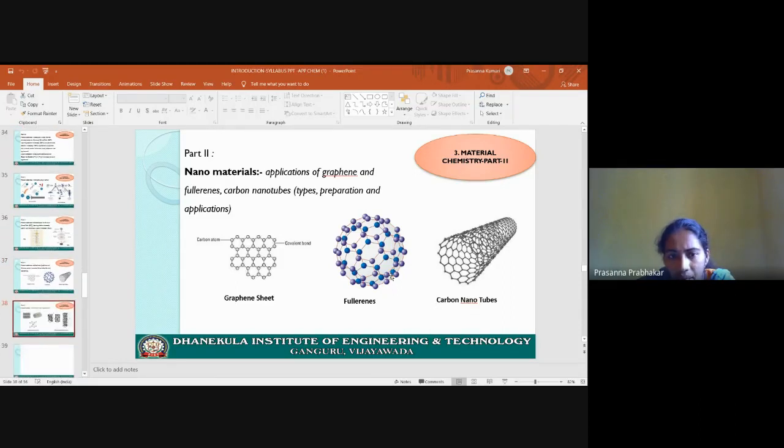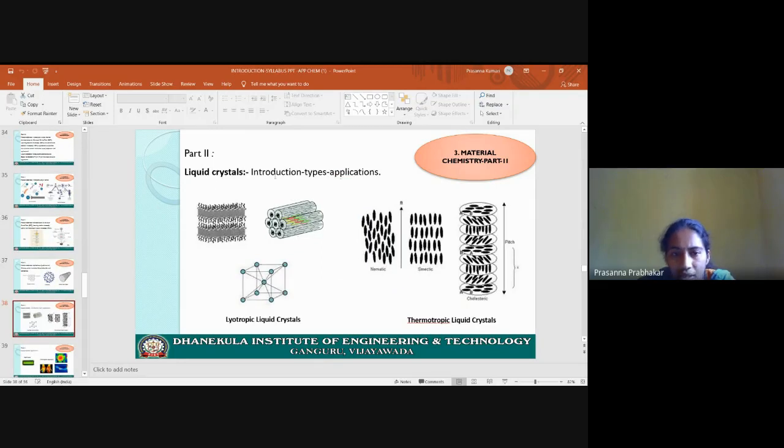Next, liquid crystals. So what is a liquid crystal? It is simply defined as the intermediate state between the liquid state and the crystalline state. That is considered a liquid crystal. Here we may observe some types: lyotropic liquid crystals and thermotropic liquid crystals. What are lyotropic liquid crystals? What are the characteristics of liquid crystals? And what are thermotropic liquid crystals? How can we classify the thermotropic liquid crystals?